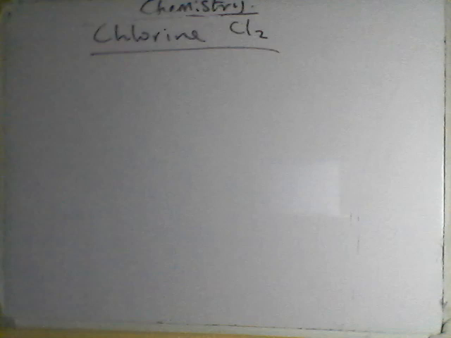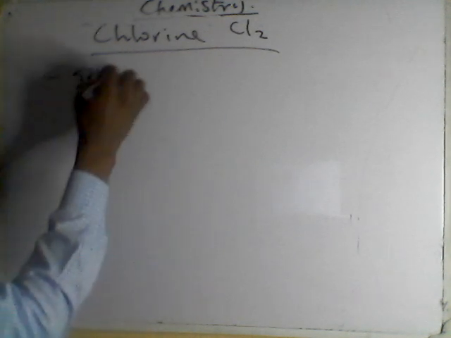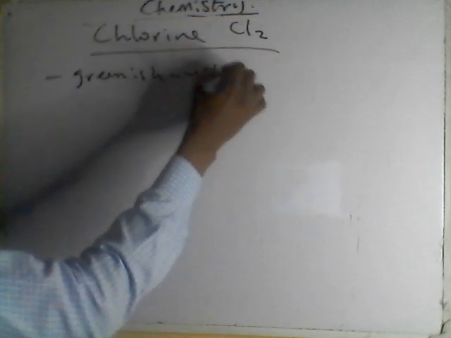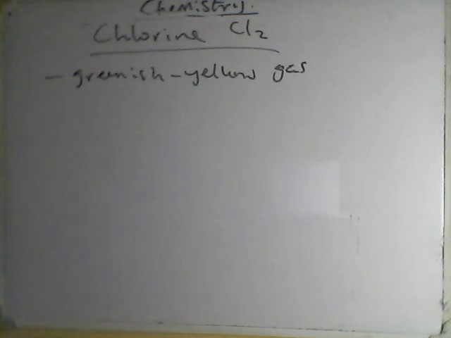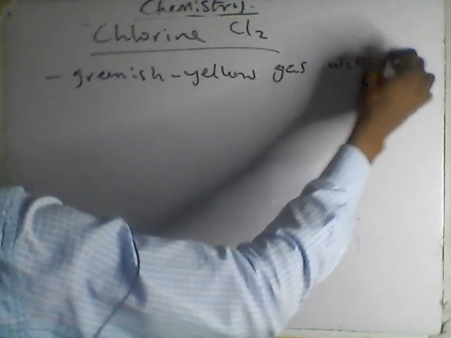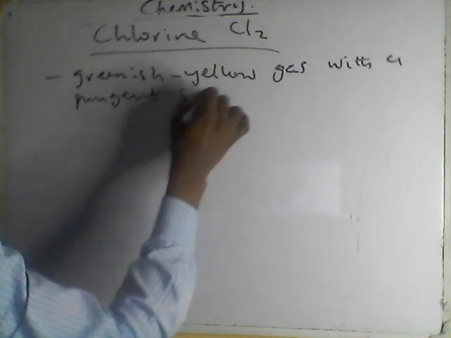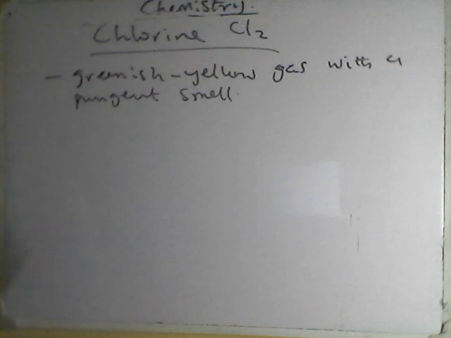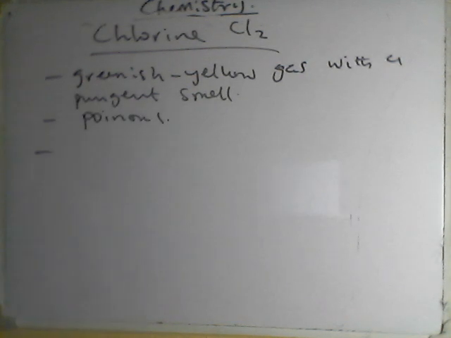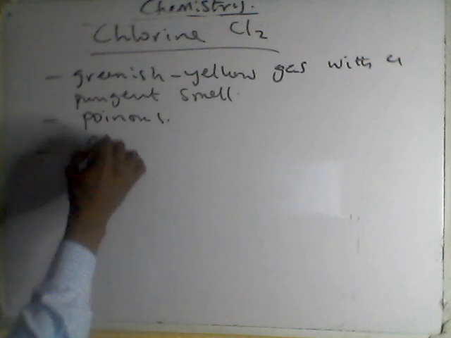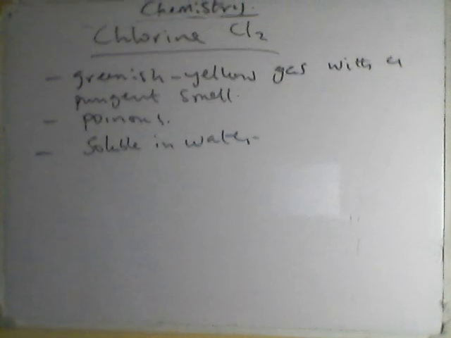So chlorine is another non-metal that we will study. Physical properties include that it's a greenish yellow gas with a very pungent smell. You can't stay where chlorine is produced. It can cause choking. It's poisonous, actually. And it's soluble in water, so it can readily dissolve in water.